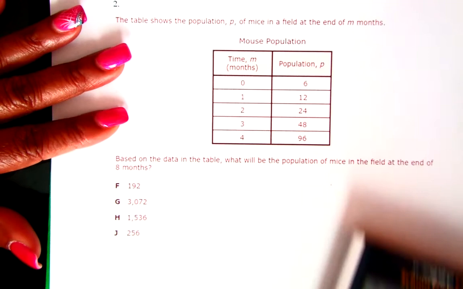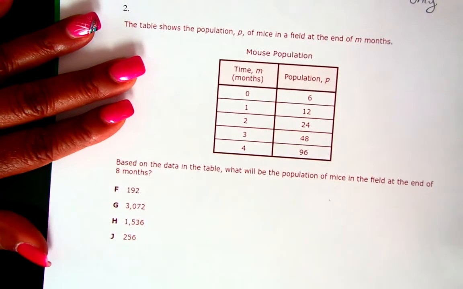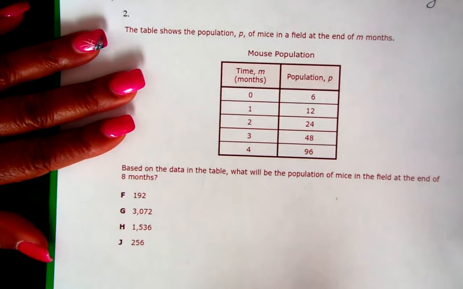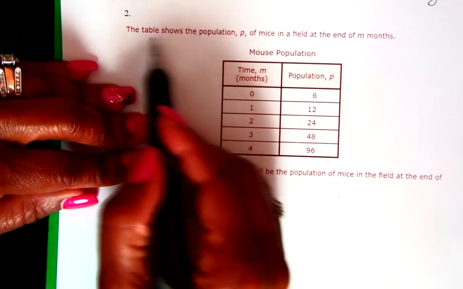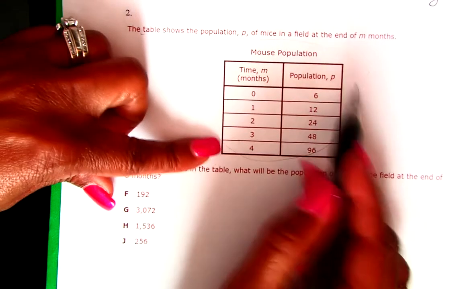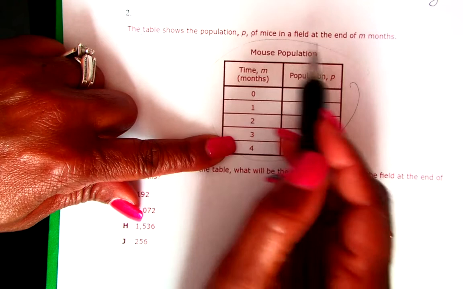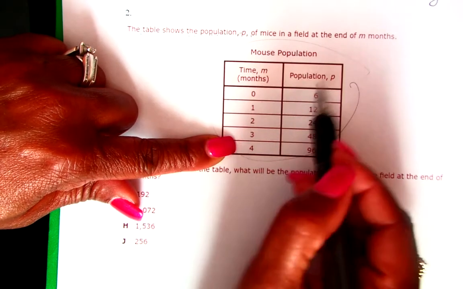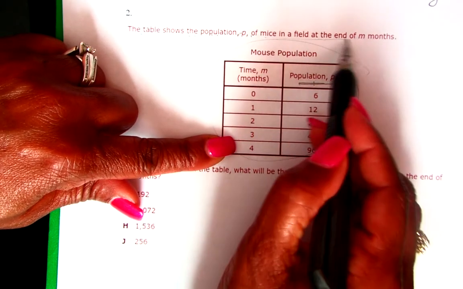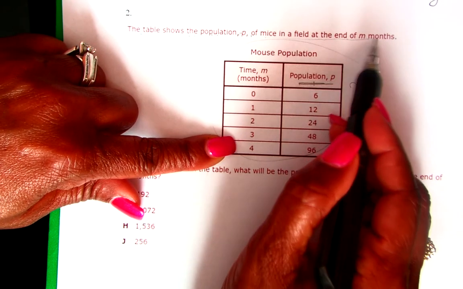You probably say, you already know the answer, you have the answer key. Usually I don't look at the answer key all the time. Yes, I do have it, but I'm working through it. Okay? Here we go. Reading first. The table shows the population P of mice in a field at the end of M month.